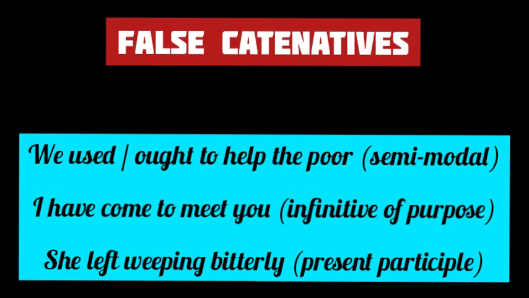In the last example, she left weeping bitterly, the main verb left is followed by the present participle weeping and not a gerund. Because here the present participle phrase weeping bitterly is describing or modifying the subject she, and hence the main verb left is a normal verb here and not a catenative verb. So we must be able to identify such false catenatives in these three cases.